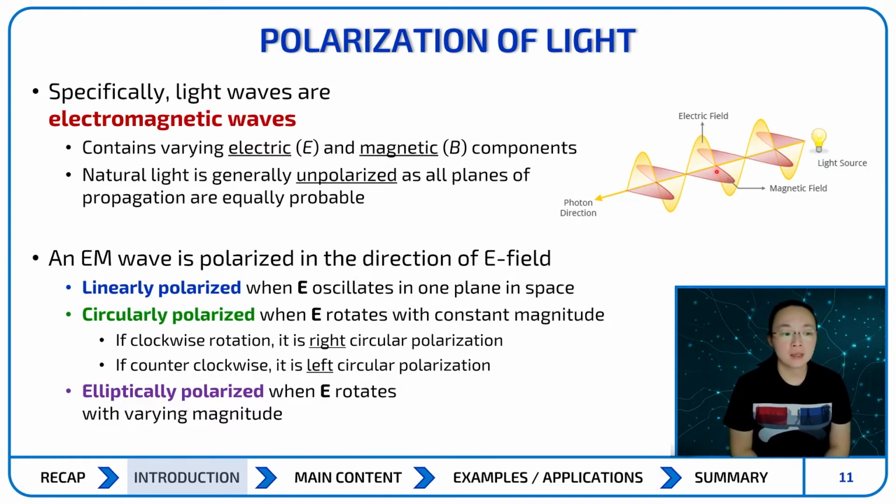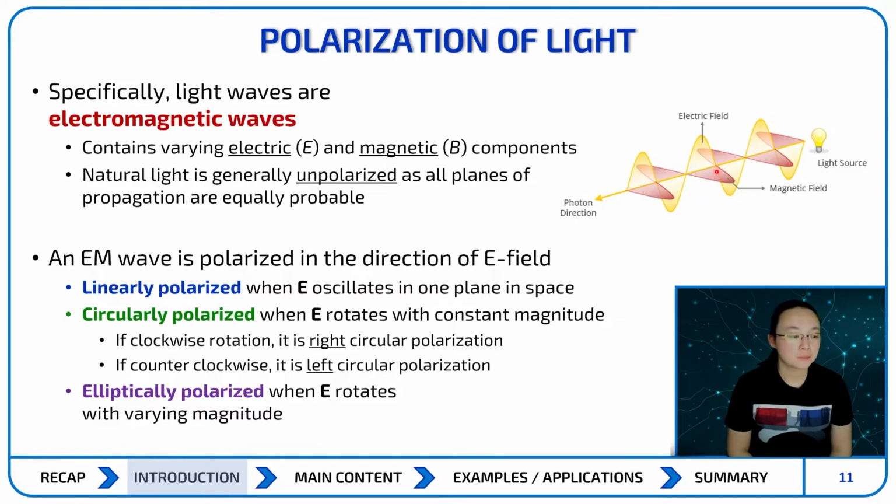Circularly polarized light is when your electric field rotates with a constant magnitude. So no longer is the wave only propagating this way, but it's also rotating at the same magnitude. So it looks like it's spiraling in like a corkscrew. If you're spiraling in like a corkscrew, there are two different options. You can either spiral towards the right or you can spiral towards the left. So there can be clockwise or counterclockwise rotation. So for circularly polarized light, you can have right circular polarization or left circular polarization, depending on whether it's clockwise or counterclockwise.